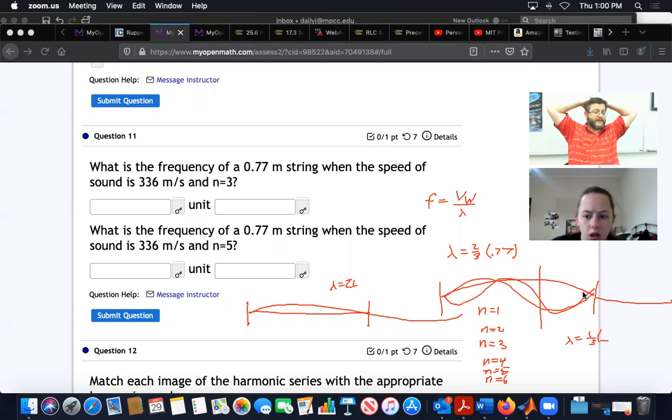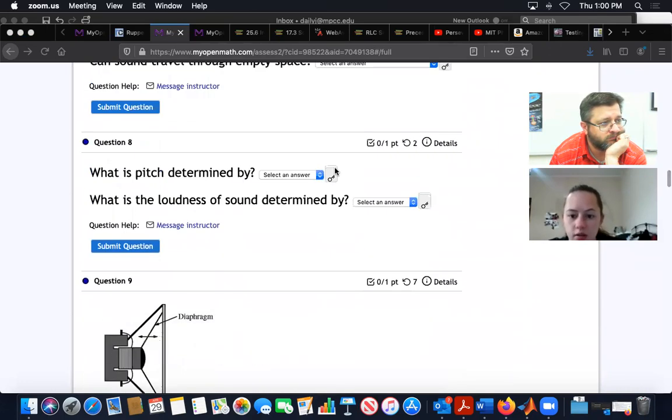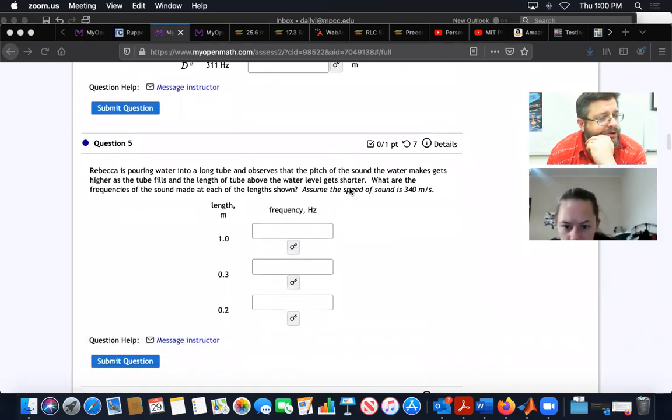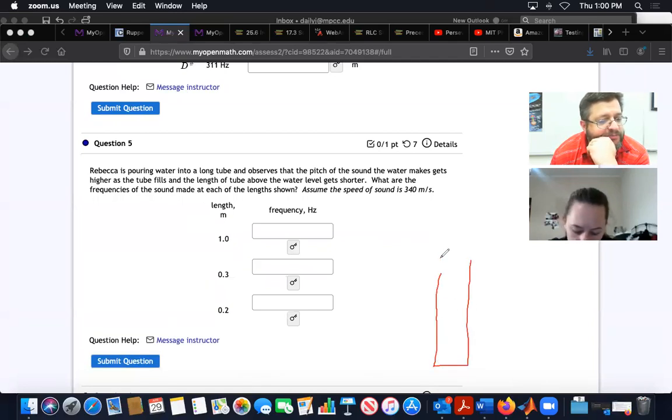Any other questions? On number 5, would I use the base equation or use a closed on one end, open on one end? Pouring water into a long tube, the pitch of the sound gets higher as the tube fills. Yeah, so this is a closed on one end, open on the other end tube. She's pouring the water in one end, so it has to be open there, right?